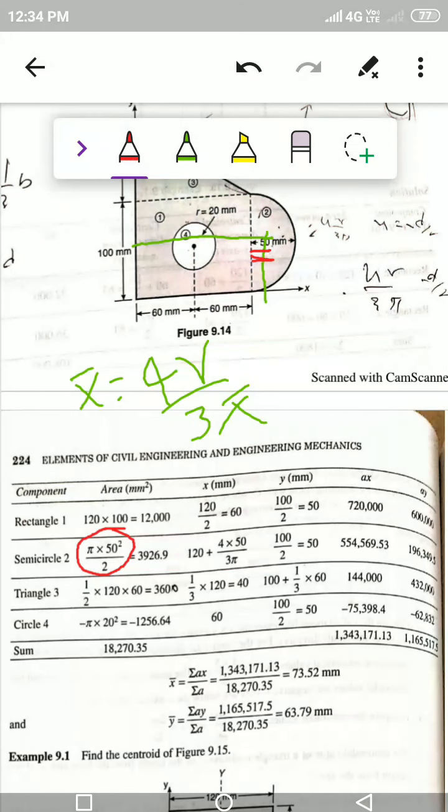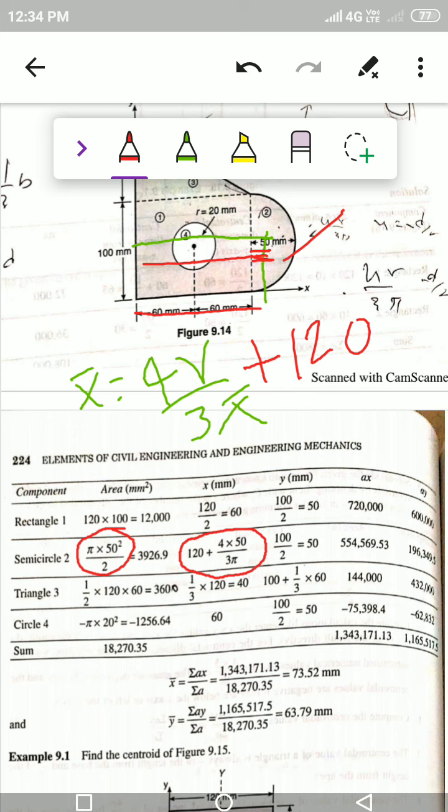But we want the total with respect to the y axis. Therefore, plus how much? It is 120. Clear? Plus 120, so that has been mentioned here: 4r divided by 3 pi plus 120, where r is 50. Because 4r divided by 3 pi is the x bar value of a semicircle, but we want it with respect to the y axis, therefore you have to add this distance also. Clear? That is the x bar.